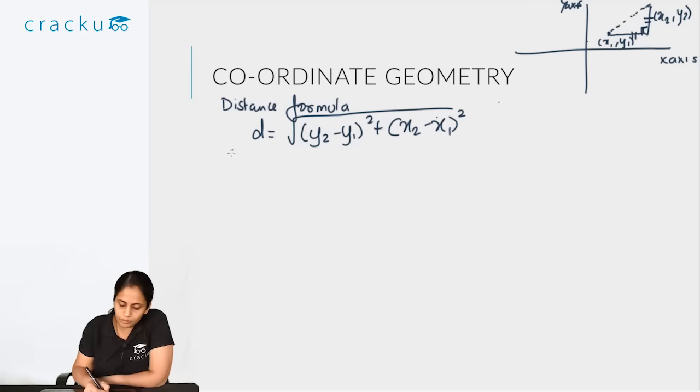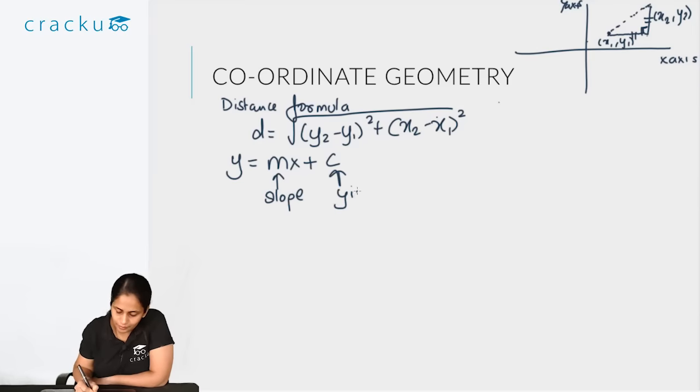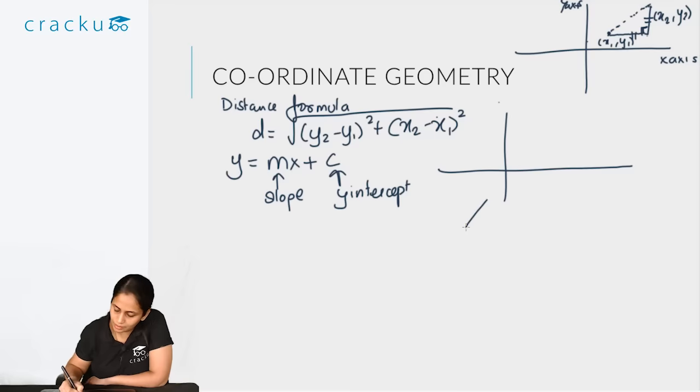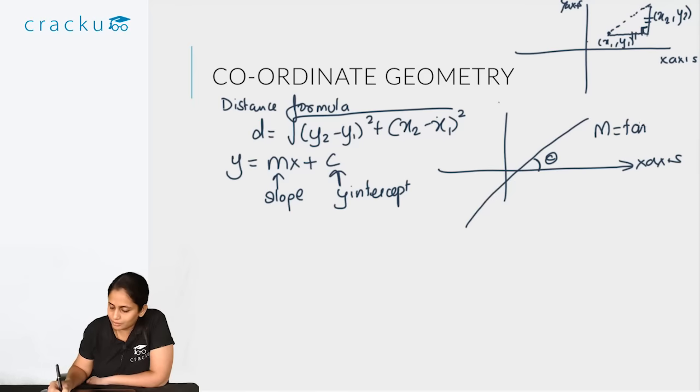Now we come to the basic equation of a line. The basic equation of a line that I often use is y is equal to mx plus c. Here m is the slope of the line and c is the y-intercept. Now what do you understand by the slope of the line? Any line, if you draw it like this, will make an angle with the positive x-axis. This is theta. So m is essentially tan of theta.